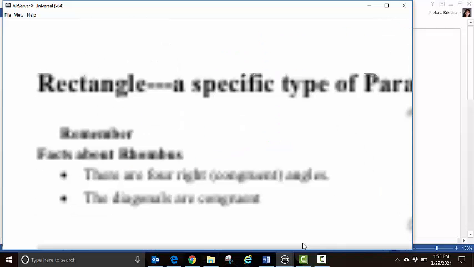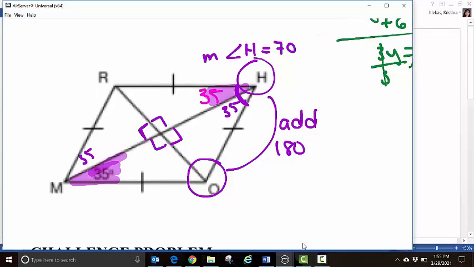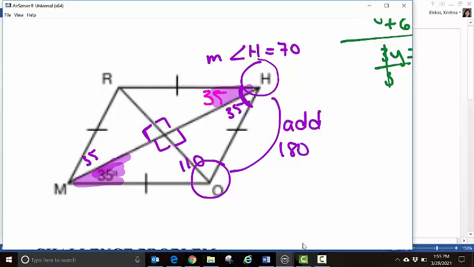180 minus 70, this side's 110, and these two are 110. And then because it's a rhombus, we know these are cut in half. So this is 55, and this is 55. We just know a little bit more because it's a rhombus.